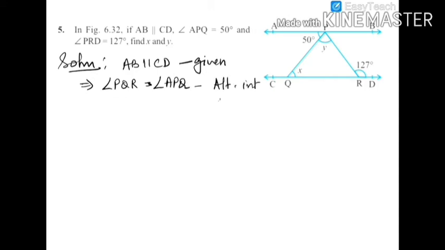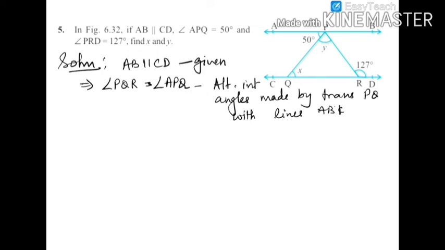Reason: alternate interior angles made by transversal PQ with lines AB parallel to CD. So X will be equal to 50 degrees.